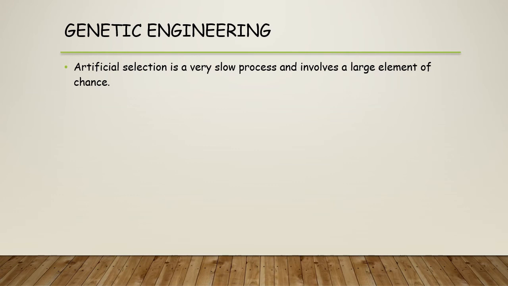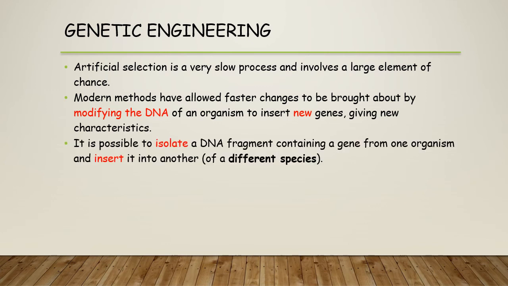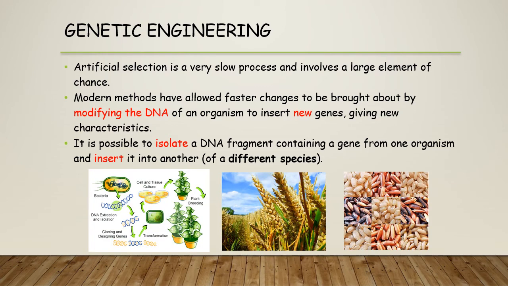So obviously we've talked about genetic engineering in previous units. Genetic engineering is a potential solution so that we can modify the DNA or insert new genes to give new characteristics in a much more tailored and precise way than you can do with just breeding two organisms together. So we can isolate DNA, which you again know about from previous lessons, and insert it into another, different species. There's a few particular areas where we've done this.